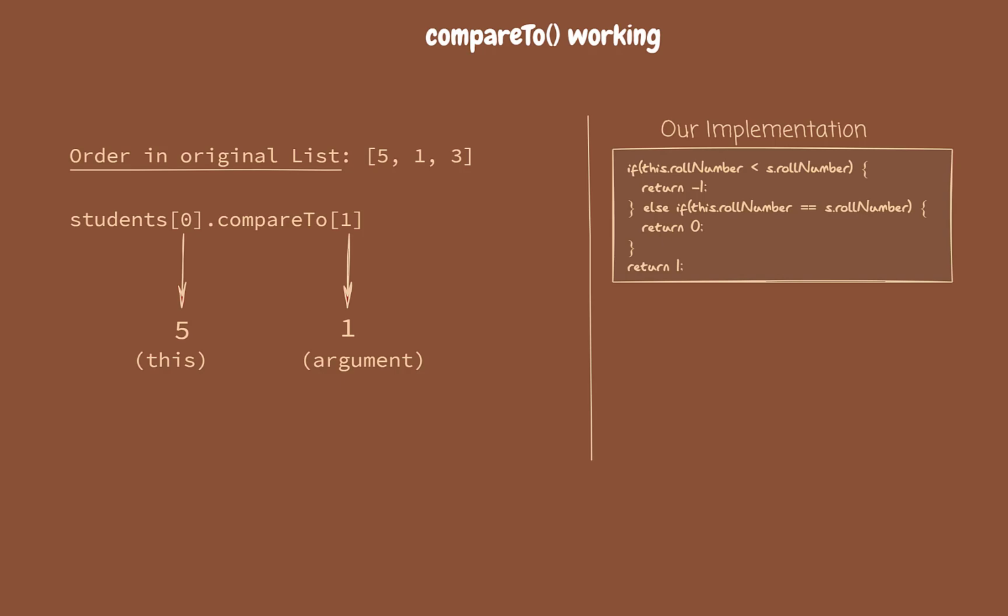Sometimes the algorithm may reverse the comparison. In this case, roll number 1 becomes this, and roll number 5 is the argument. Our method now returns -1, meaning roll number 1 should come before roll number 5. This process continues for all pairs in the list until the elements are correctly sorted based on our comparison logic.